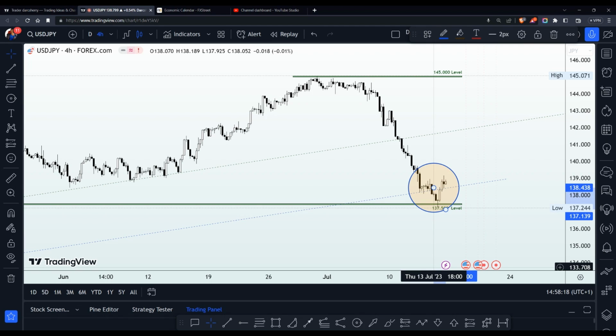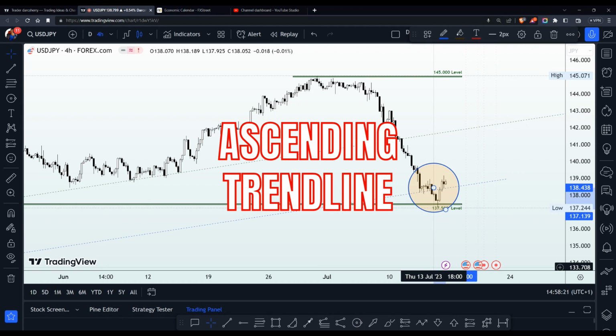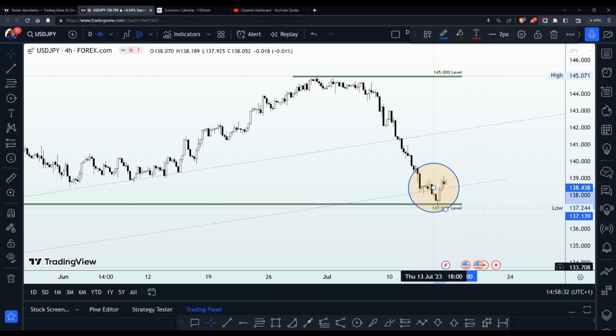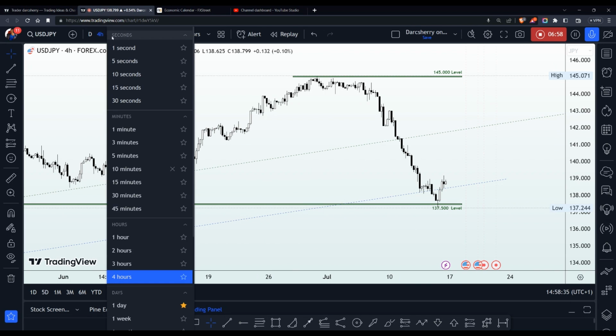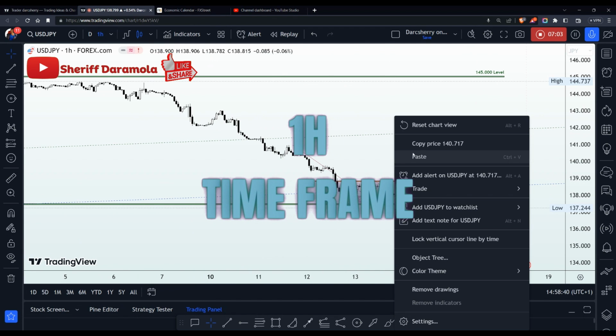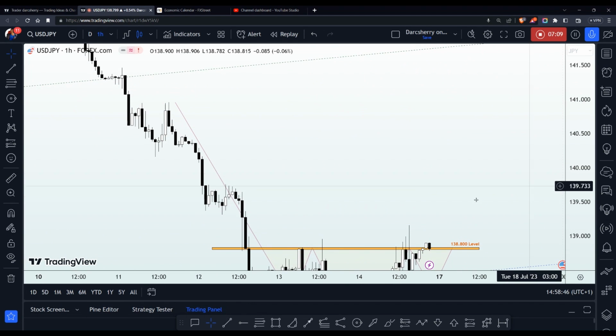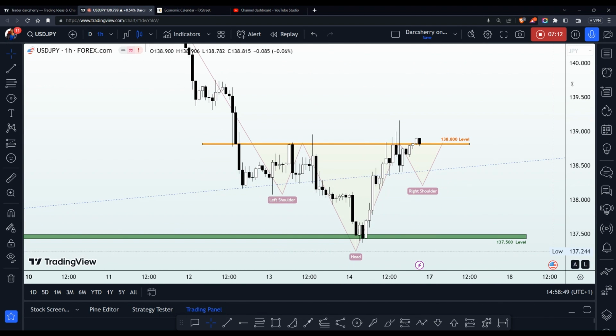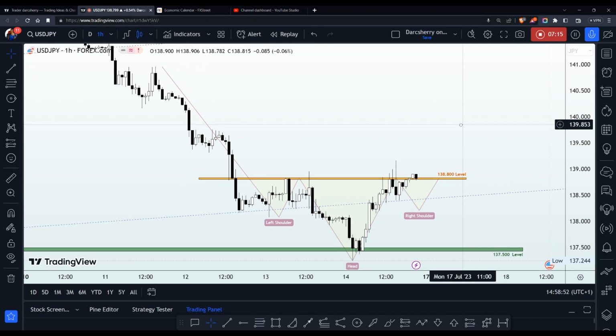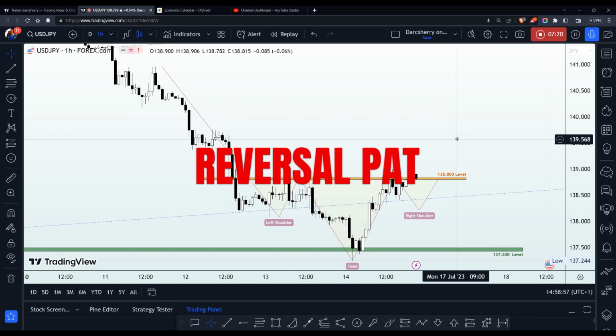And considering the fact that price is still sitting above a very strong ascending trend line, the idea of buying becomes very, very prominent. Now, to gain a better perspective into what is really going on within this structure here, I decided to scale further down into the 1 hour time frame where things became a little bit more interesting. So right here on the 1 hour time frame, you will begin to see things more clearly. And in fact, I was able to identify a reversal pattern, which I think we are going to be using to guide a potential reversal move to the upside.